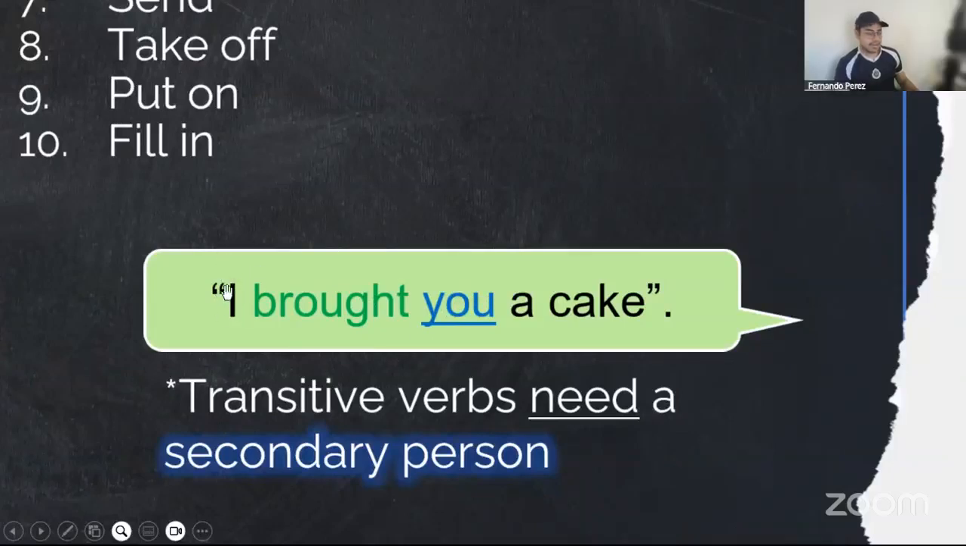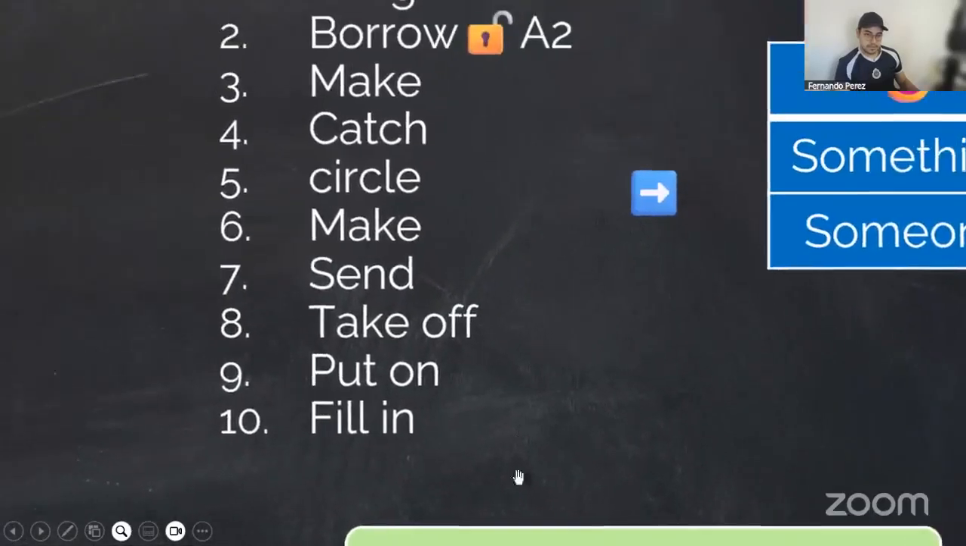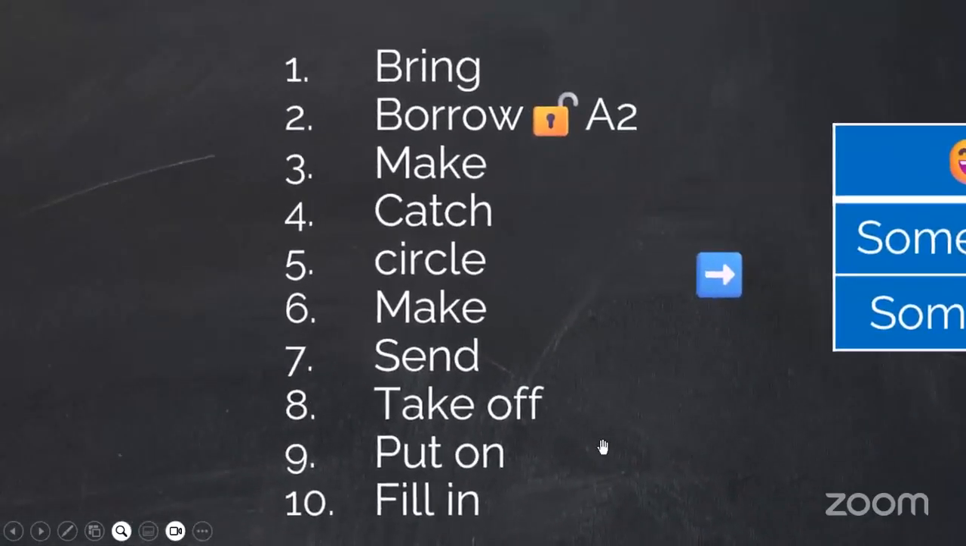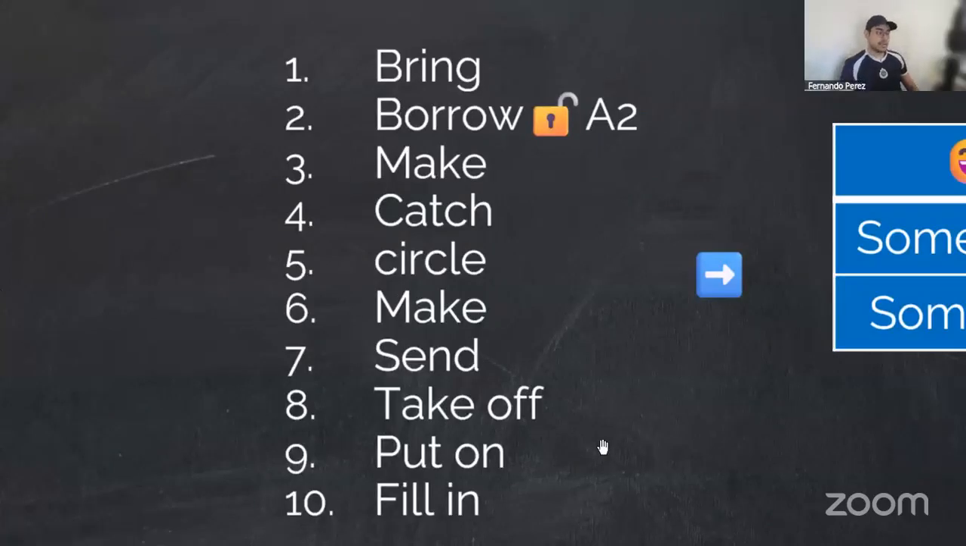Principal person, in this example, the principal person is I, the secondary person is you. I brought you a cake. You see? Yes, teacher. These are examples of transitive verbs. And yesterday we did examples with the verb bring, with the verb borrow, and now we are going to continue with the rest of the verbs.